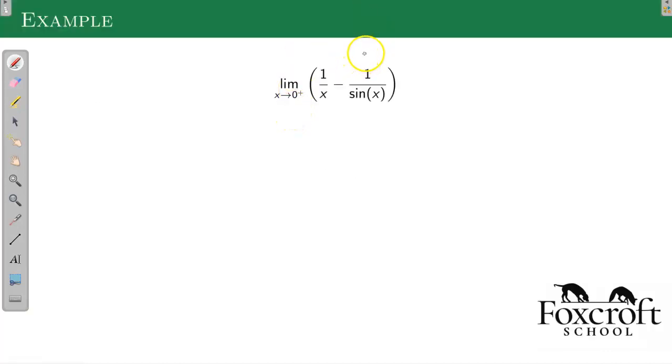All right, here's one that doesn't look like L'Hopital's rule at the beginning. Try to find this limit as x approaches 0, but 1 over 0 is undefined, and 1 over sine of 0 is undefined, so neither one of these works. I can't plug it in, so what can I do?